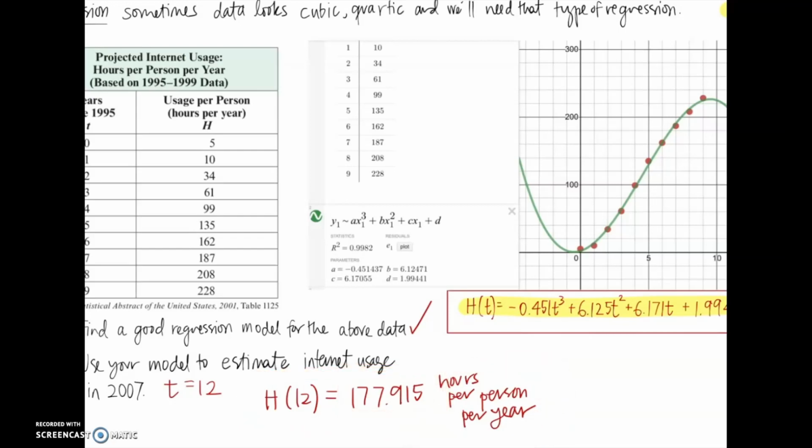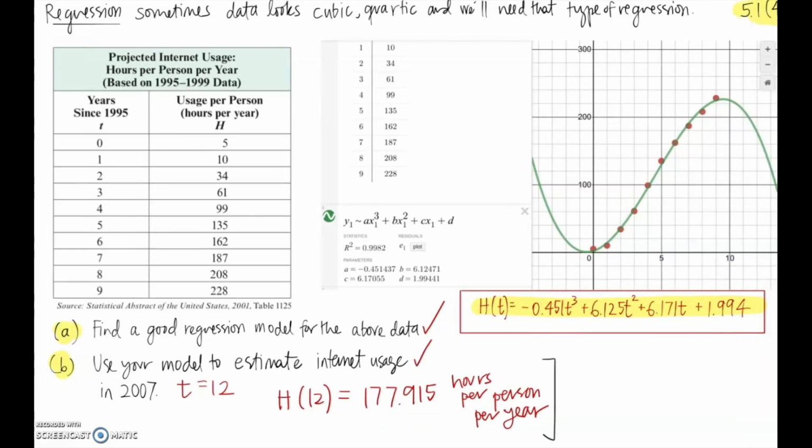This is a terrible estimate because realistically, internet usage is not going to go down. It's going to keep going up. So in a situation like this, where I know that realistically this is not a great estimate, what I would do is go back and get more data. So we've definitely answered their question, but really, we should collect more data.